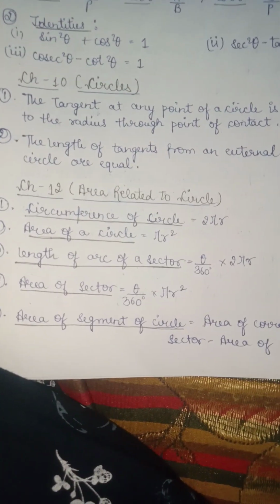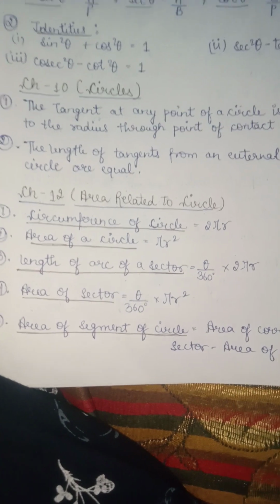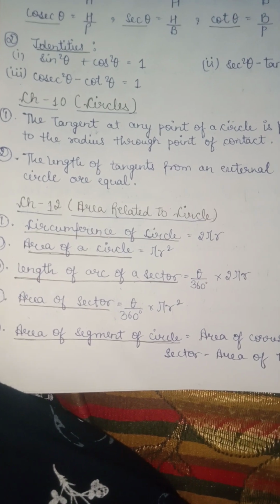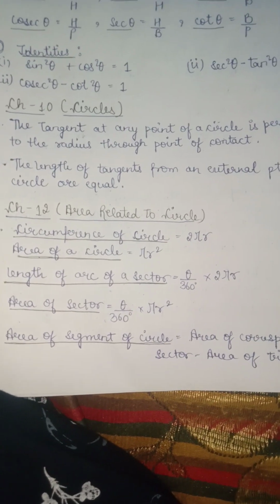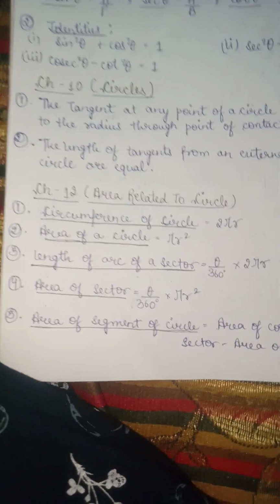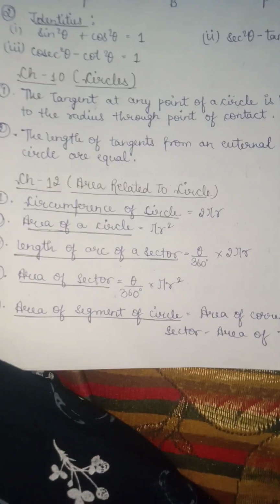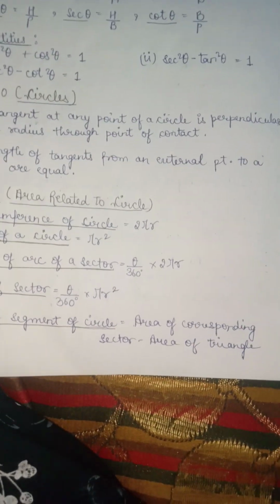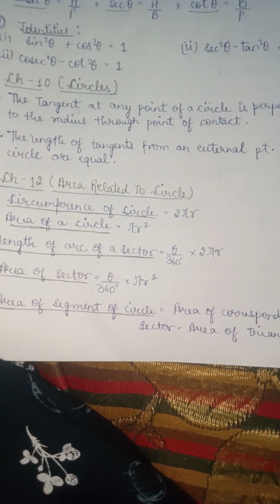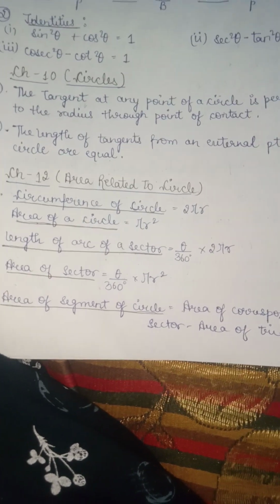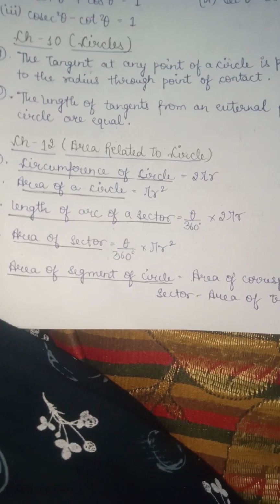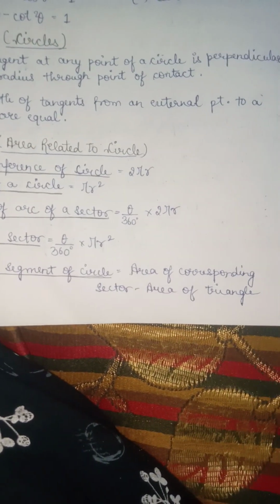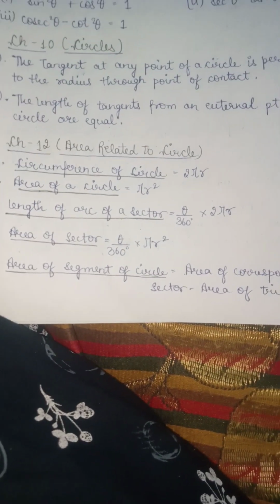Now come to chapter number 10. Chapter 9 is also Applications of Trigonometry, and there is no formula. In chapter 10, Circles, we have two theorems. The tangent at any point of a circle is perpendicular to the radius through the point of contact. The second theorem: the lengths of the tangents from an external point to a circle are equal.